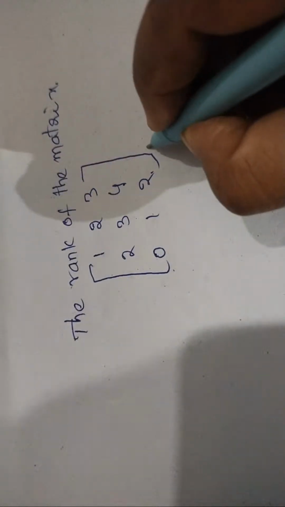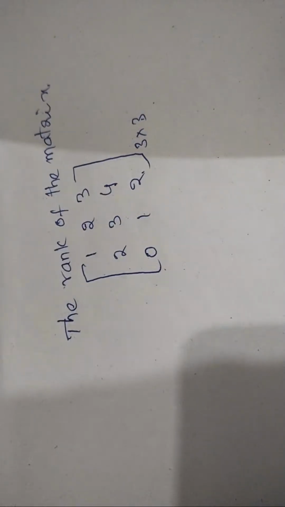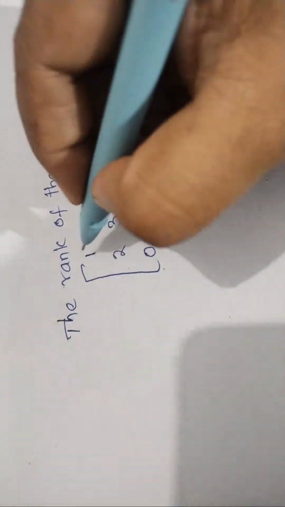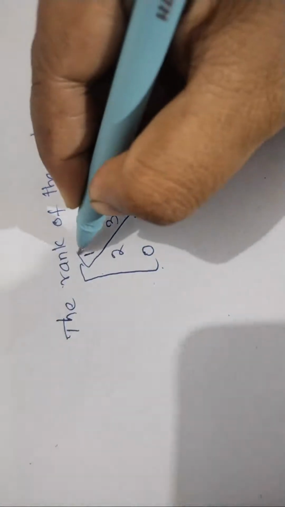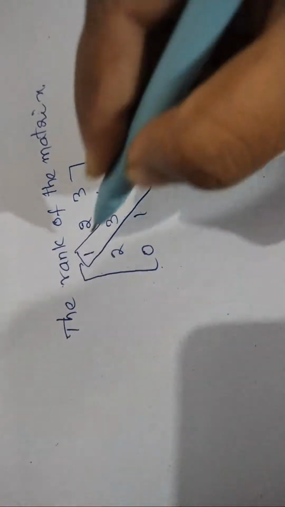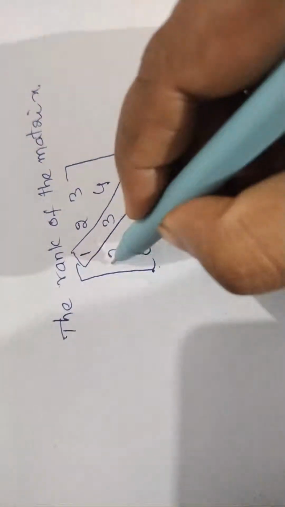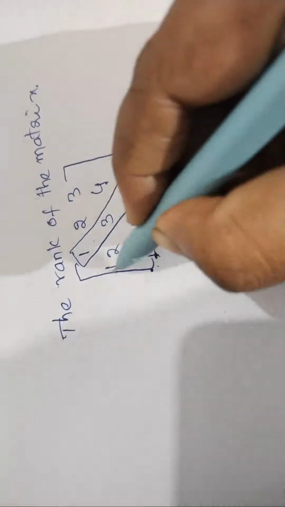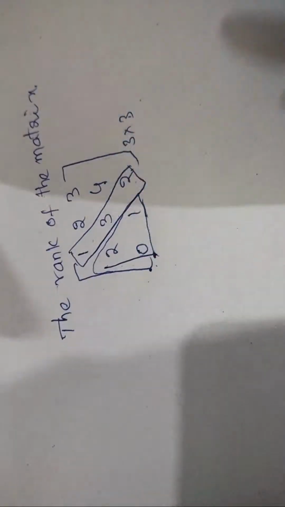Here the order is 3 by 3. So I told we can perform the row operation, and for this first we select the diagonal elements. The diagonal elements are 1, 3, 2. So below these diagonal elements, the elements are going to be 0. We try to make these elements 0.